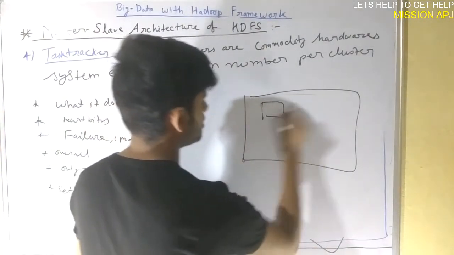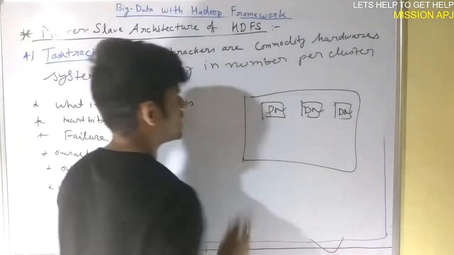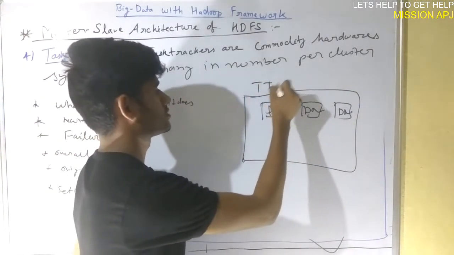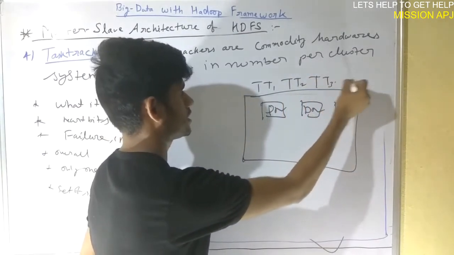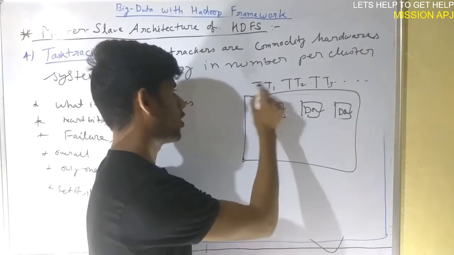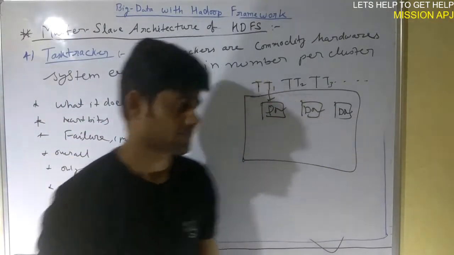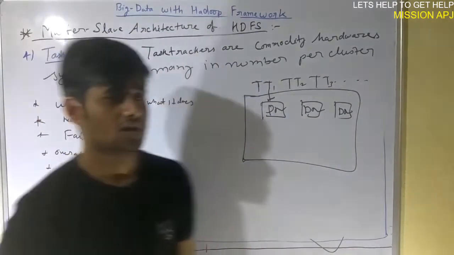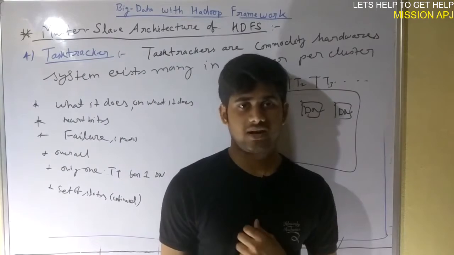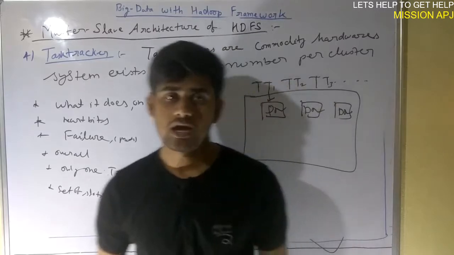So suppose this is our cluster having lots of data nodes. Now this cluster will be having lots of task trackers. At a time one task tracker will be working for a single data node. Okay, so what is the job of task tracker? The job of task tracker is assigned by job tracker, which we have already discussed. Job tracker gives the task to task tracker.